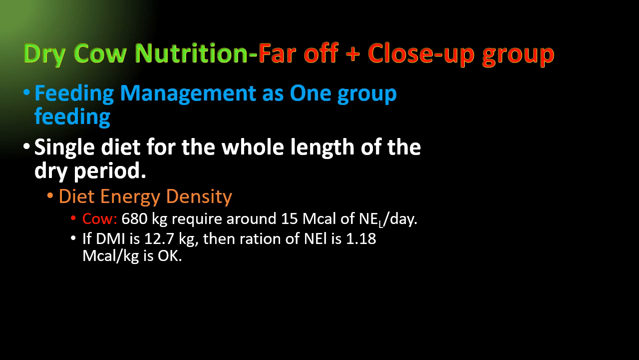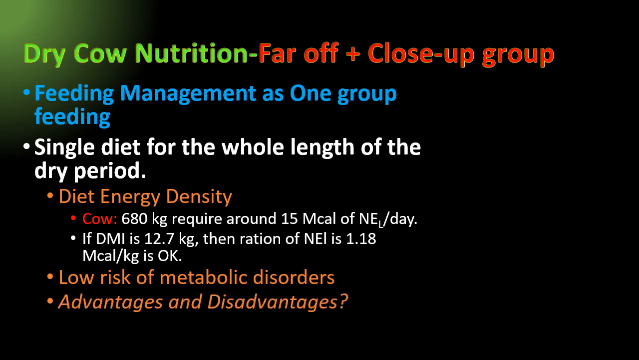So if the cow consumes 12.7 kg of dry matter, the energy density of the ration should be only 1.17 megacalorie per kg, or 1.18 on a round-off basis. If that can be given to the animal, that can serve the purpose. By not feeding energy in excess of the requirement, it is thought that the cow will be at lower risk of the development of metabolic diseases post calving.